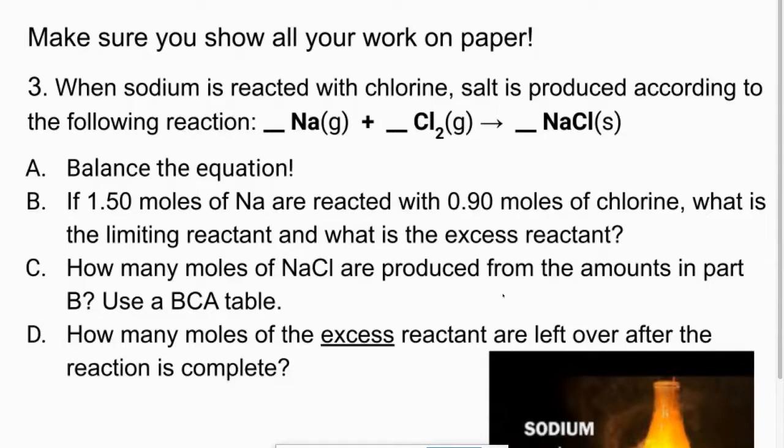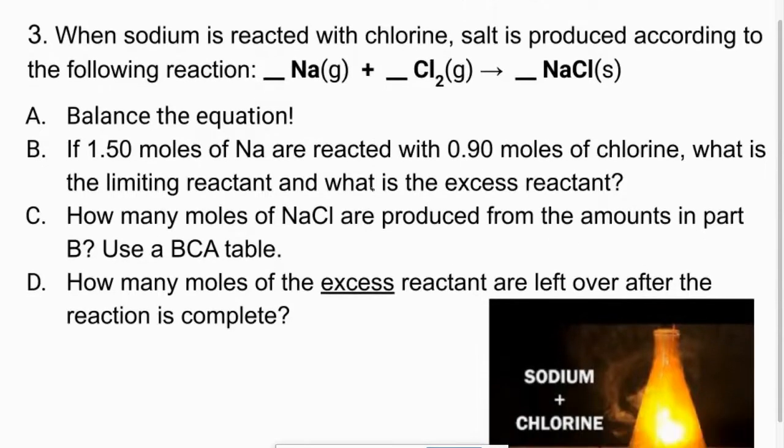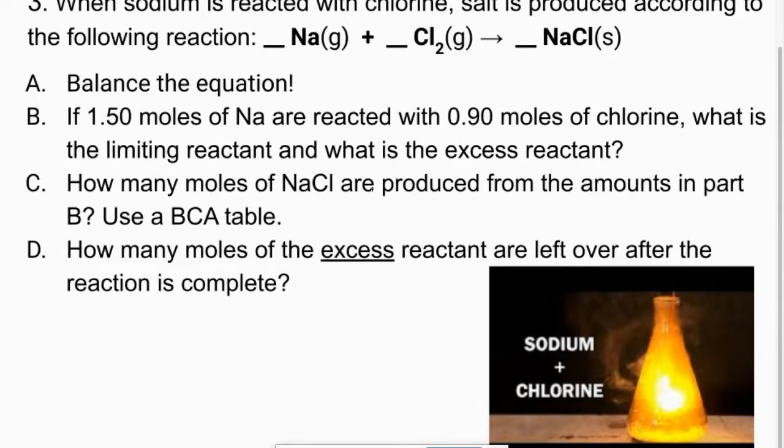Here's question 3. Again, make sure you show all of your work on paper for this problem. This problem is very similar to the example that I went over in the video. Pause the video and do the problem on paper.